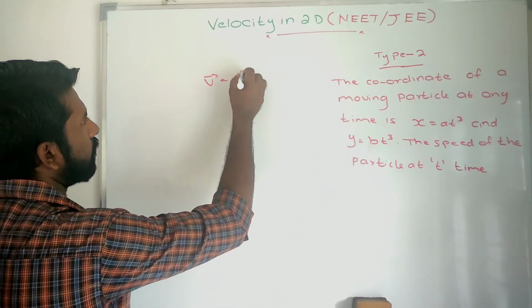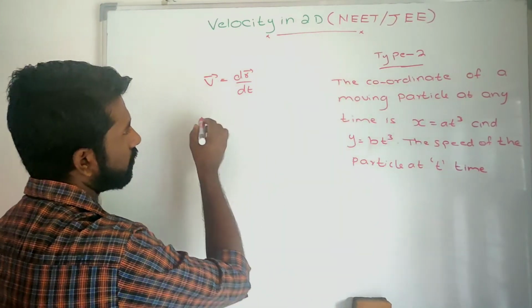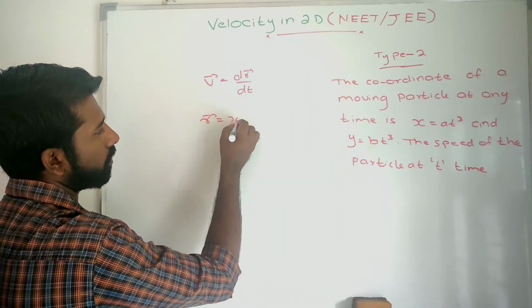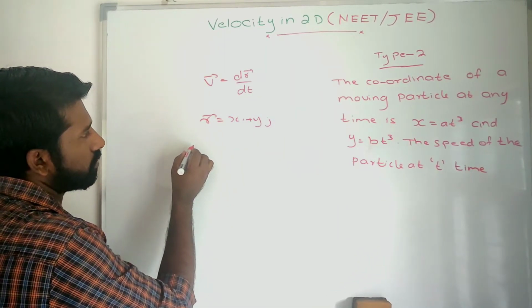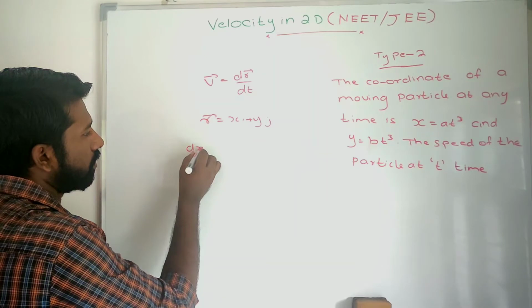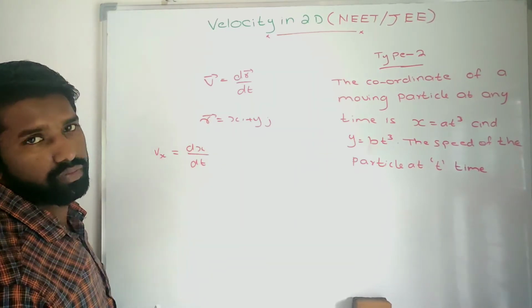Velocity is dr divided by dt. That is the instantaneous velocity. From this, r is equal to xi plus yj. Okay, then first of all we can take the derivative of x with respect to time. That will give the x component of the velocity.